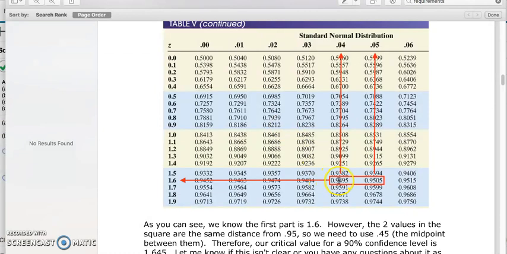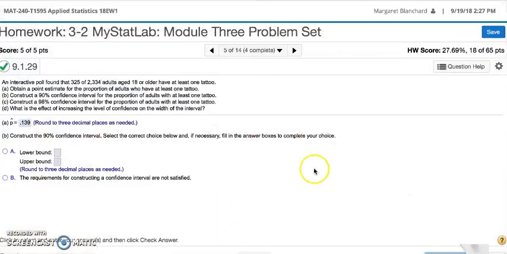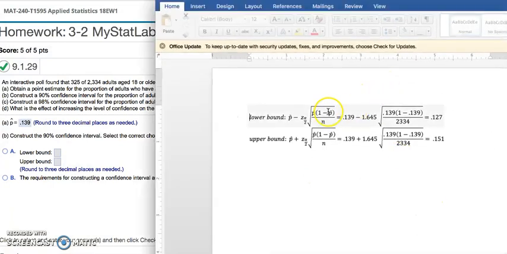As you see here, we have 0.9495 and 0.9505. These are both equidistant from 0.95. As you see, they're both 0.0005 away. So we would need to average these two values. This one right here applies to 1.64, and this one applies to 1.65. So we know in this case, our z alpha over 2 is 1.645. So we're going to plug that back in to our equation here.